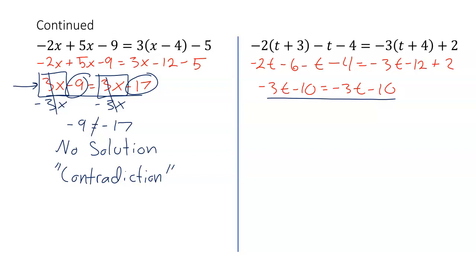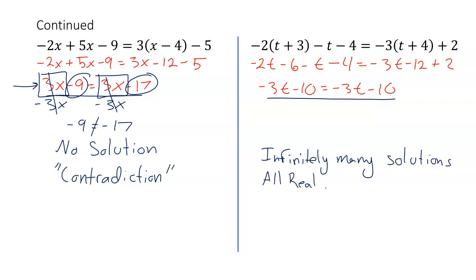So here we have infinitely many solutions. Other ways that we could say it, all real numbers. Or we could use the set symbol for all real numbers. Or we could use interval notation and state that our solution is in the range of negative infinity to infinity.